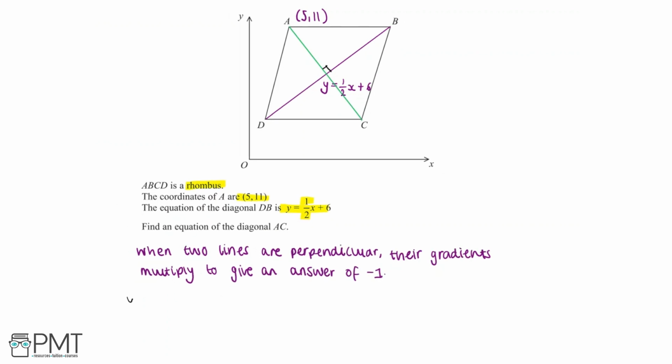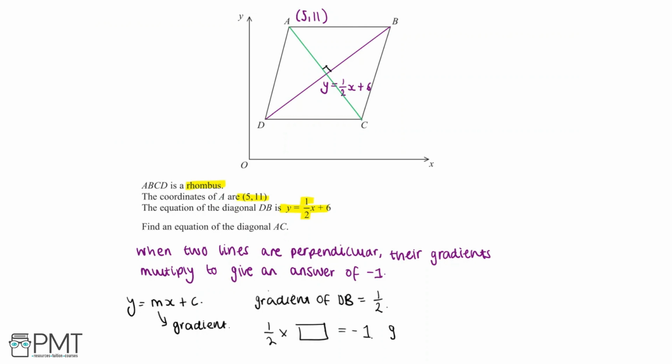So using the equation y equals mx plus c, we know that m is the gradient. So we can therefore identify that the gradient of the diagonal DB is equal to a half. And so the gradient of the diagonal AC has to multiply by a half to give -1. So therefore we can say that the gradient of AC is equal to -1 divided by a half, which is the same as -2.